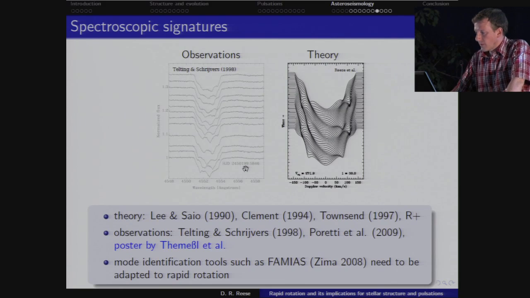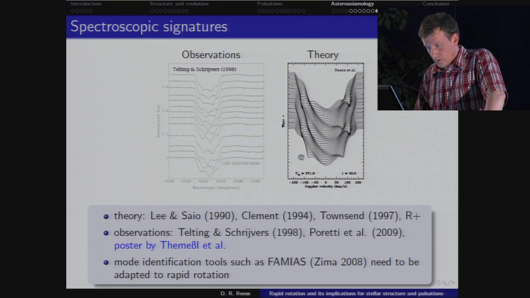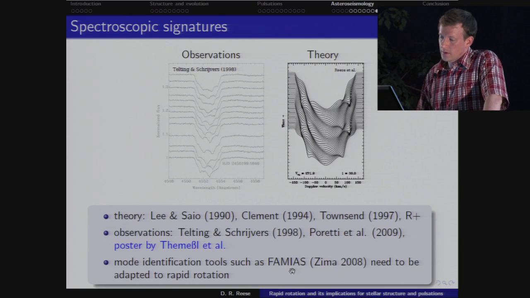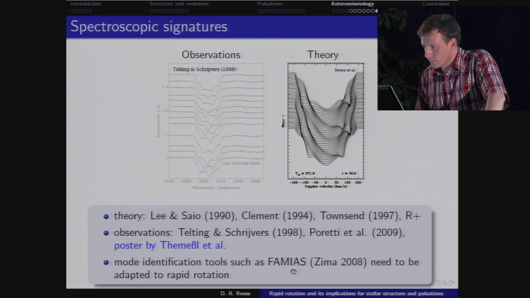Then, for spectroscopic signatures, you can also look at observations here. You can see how you have bumps moving within this absorption line. Then you can compare this to theoretical calculations using tools such as FAMIAS. This can help to constrain the identification of these modes.